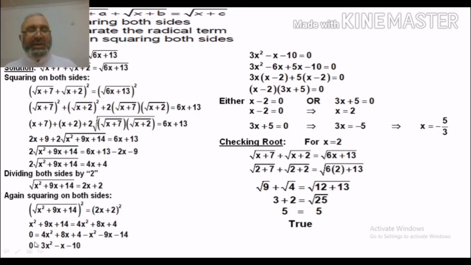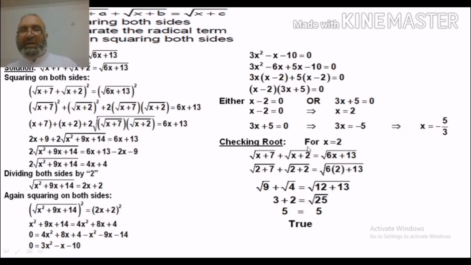So we get a quadratic equation of the form 3x square minus x minus 10 is equal to 0, which is standard form. Now by factorization we can solve this quadratic equation. We get two factors, x minus 2 into 3x plus 5 equal to 0. Either x minus 2 is equal to 0 or 3x plus 5 equal to 0. So we get two values, x is equal to 2 and x is equal to minus 5 by 3.